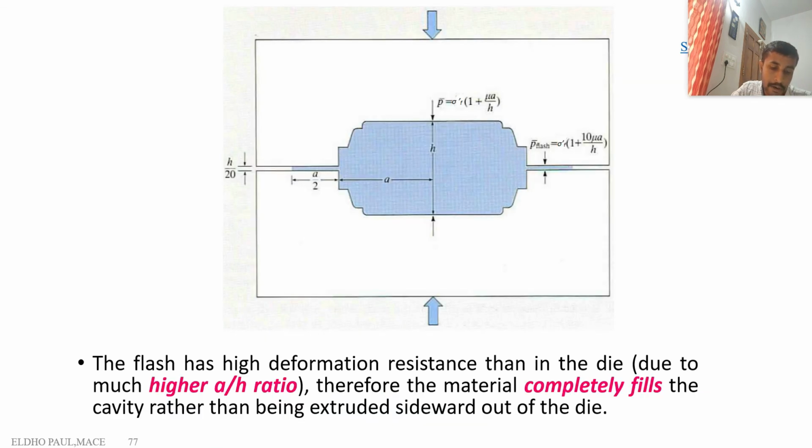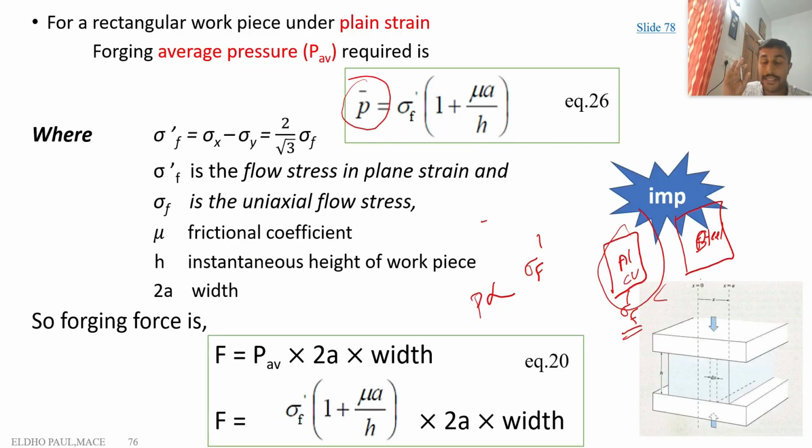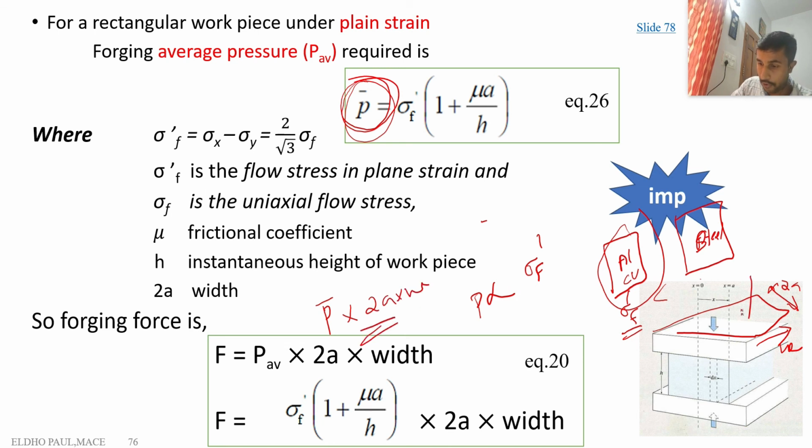So these are the three important terms which affect the pressure requirement: the flow stress of the material, mu, and A by H ratio. If we know the pressure value, just multiply the average pressure value we got here by the area. This area equals 2A into width. So average pressure into 2A into width is the amount of force required for the forging. We got the force. This is the second condition, the slab condition.